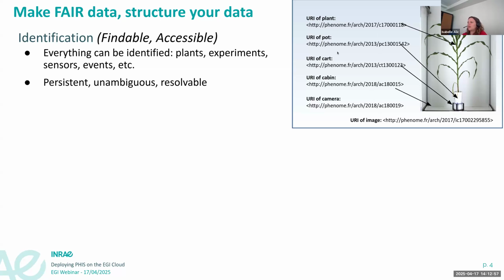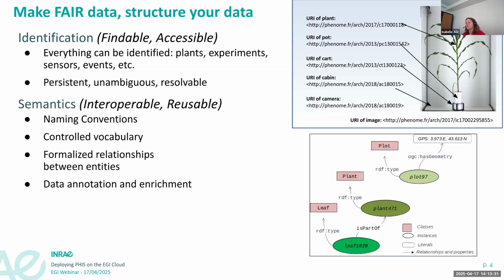And all these identifiers are persistent, unambiguous, and resolvable. Resolvable means that you can access the metadata linked to this identifier. So we'll know the name of the cabin, the position of the cabin, the angle of the camera. We'll have metadata linked to this identification, and they will be accessible in one information system with a protocol such as REST web services. And the second pillar will be semantics. Semantics will lead you to interoperability and reusability of your data.